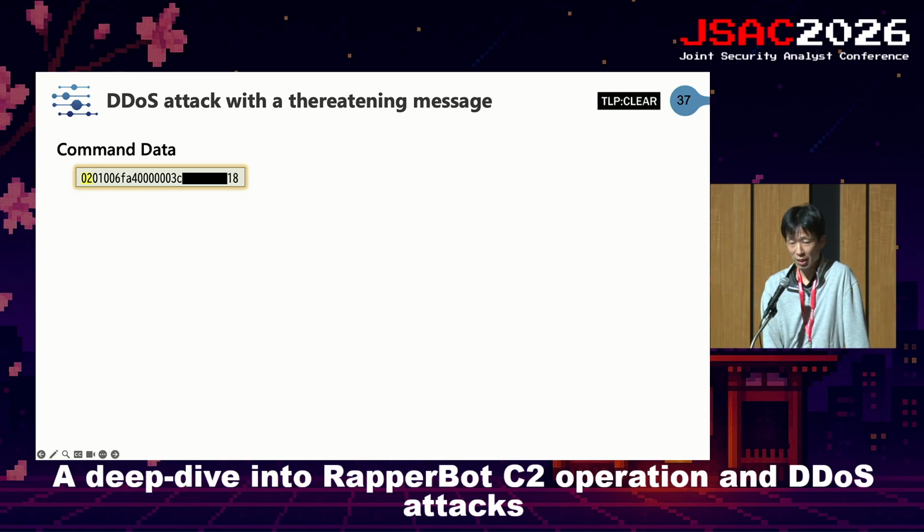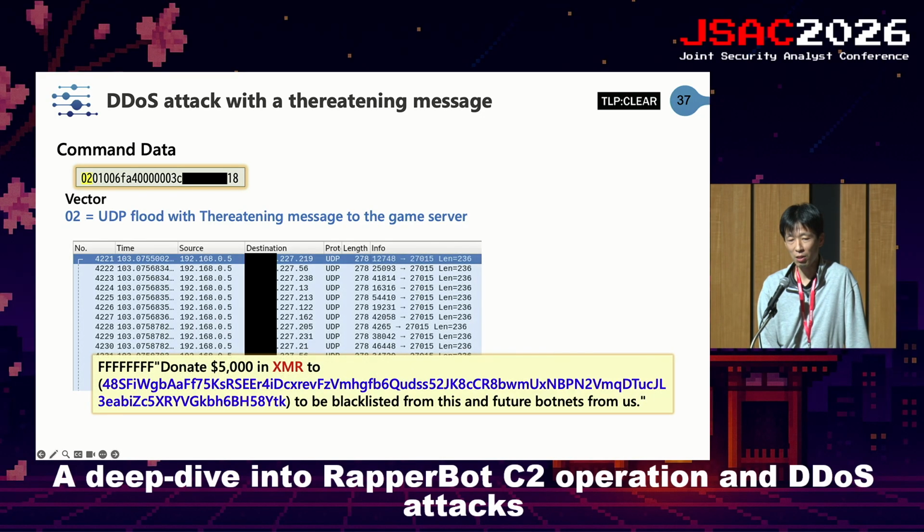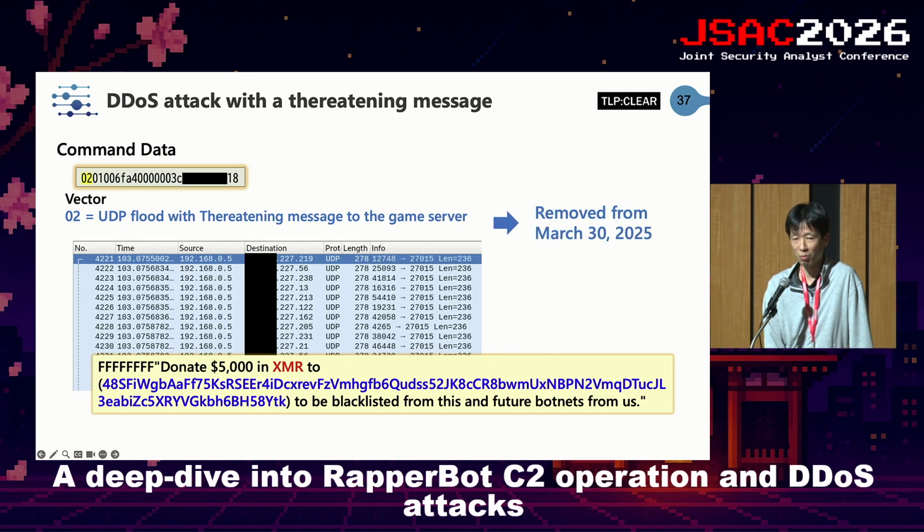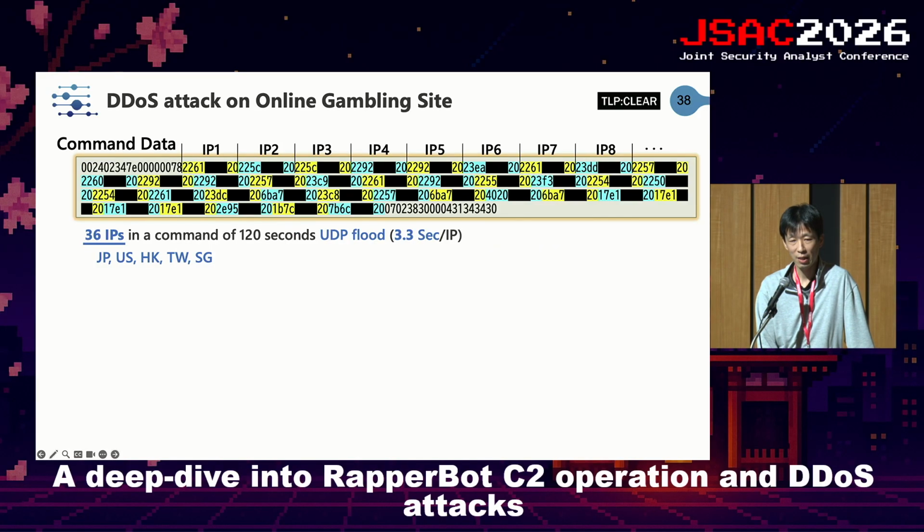Now, the next one is not a major attack, but it involves sending fixed data to a game server, even without any options. If you parse it, the message in ASCII code is an extortion message saying pay $5,000 and we'll put you on a blacklist. This was removed along with the vector itself by the end of March, so it probably did not work well.